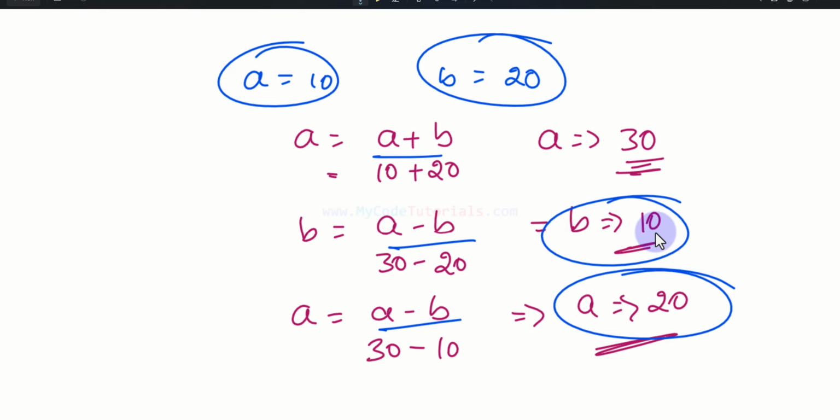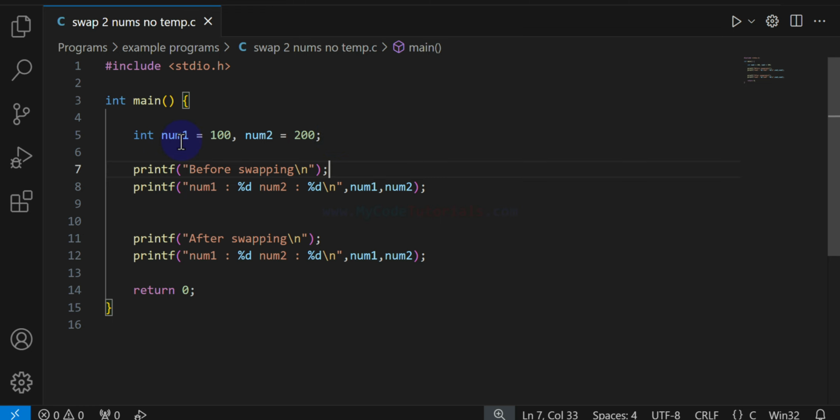Now let us see how we can write a simple C program for this. Now what I have done here is I have written most of the code. In this program, I have defined two variables. I have called them num1 and num2. Num1 is containing 100, num2 is containing 200, and then I am displaying the value stating that before swapping, so it will display the values of num1 and num2.